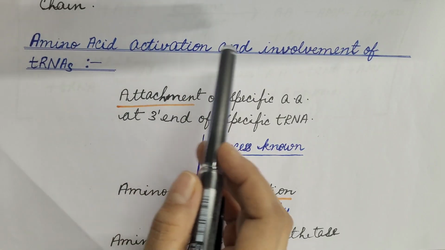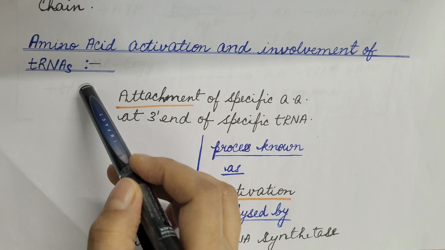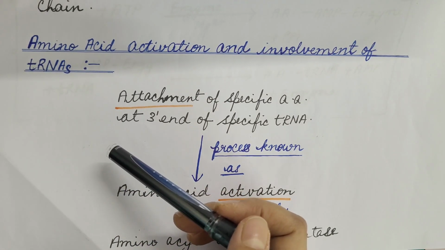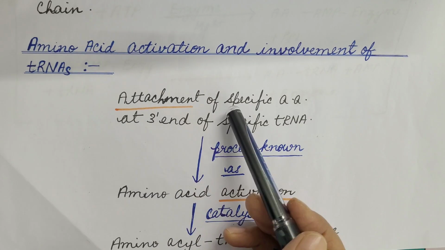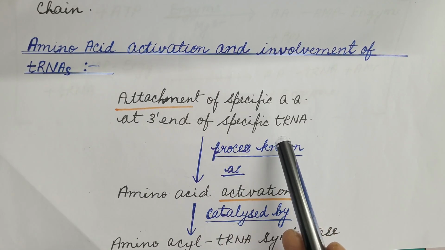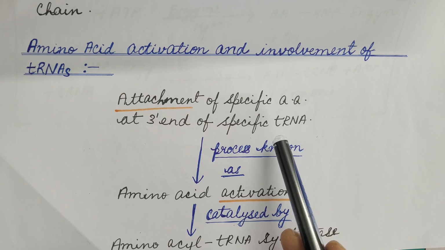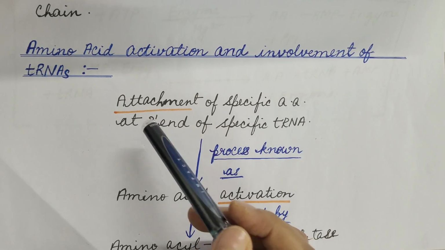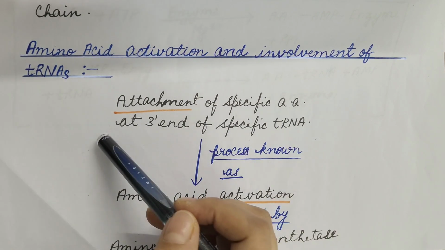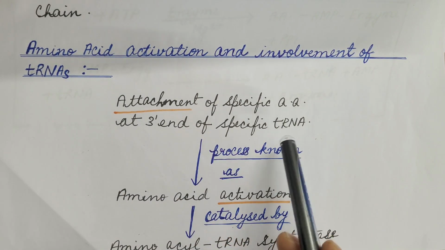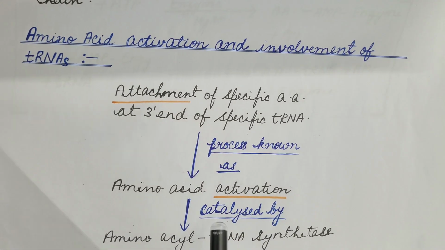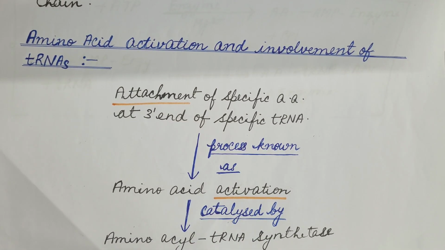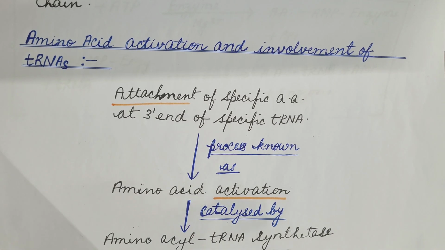Now, amino acid activation and involvement of transfer RNAs. How? A specific amino acid, depending upon the codons on messenger RNA, attaches to a specific transfer RNA, and then it is attached to the growing polypeptide chain during protein synthesis. Attachment of a specific amino acid at the 3' end of a specific transfer RNA is known as amino acid activation, and it is catalyzed by amino acyl transfer RNA synthetase.